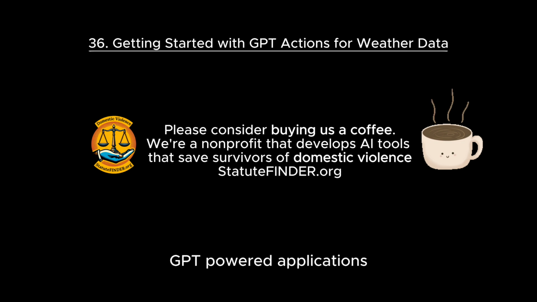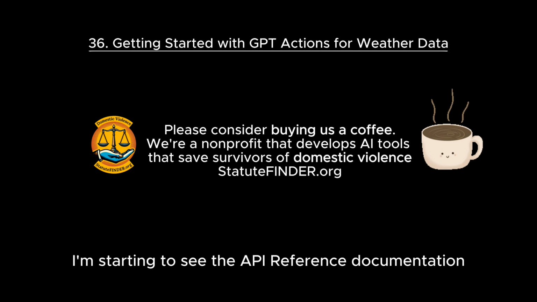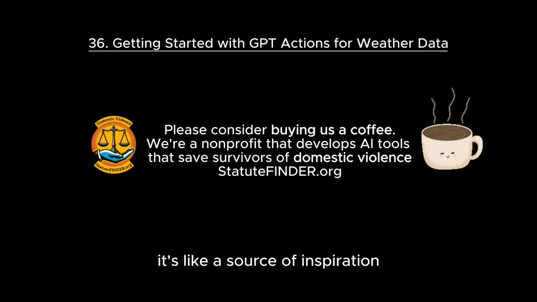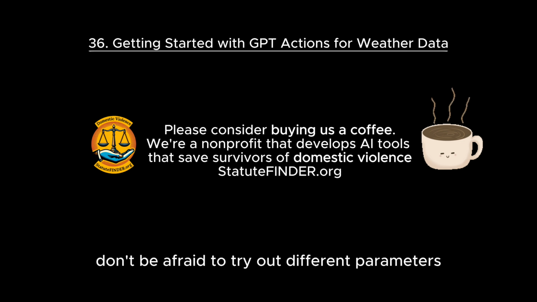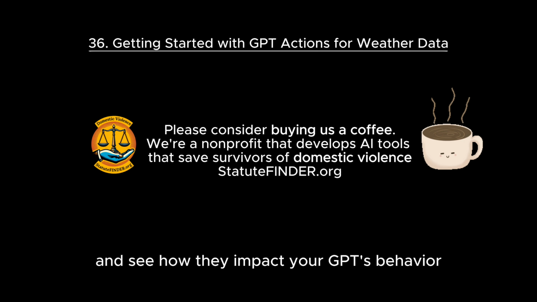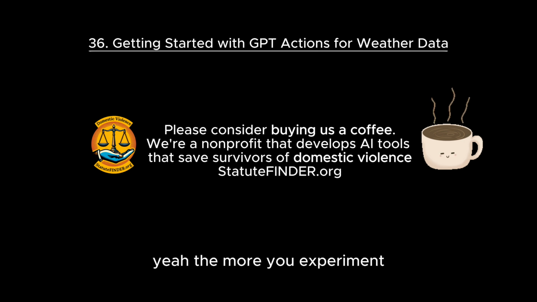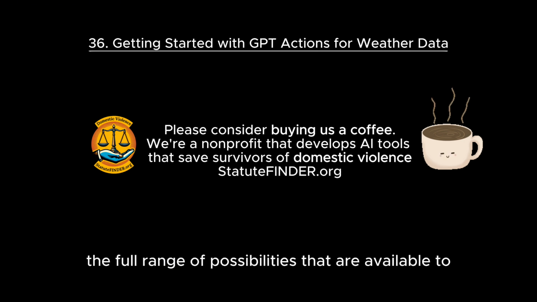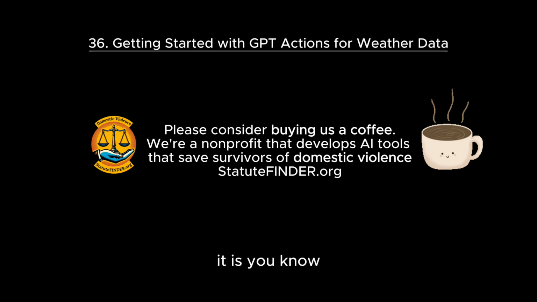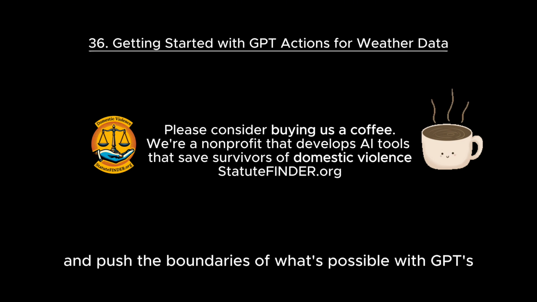I'm starting to see the API reference documentation as more than just a technical manual. It's like a source of inspiration, a catalyst for creativity. Exactly. And remember, experimentation is key. Don't be afraid to try out different parameters, explore alternative API endpoints, and see how they impact your GPT's behavior. The more you experiment, the better you'll understand the full range of possibilities available to you. It sounds like a playground for developers. It is. It's where we can experiment, explore, and push the boundaries of what's possible with GPTs.